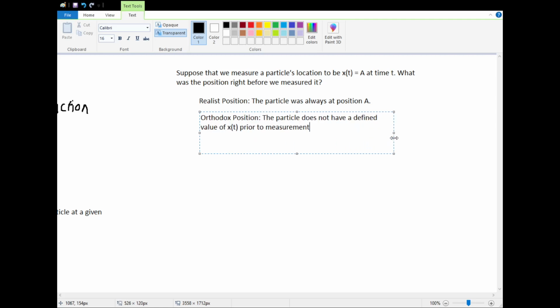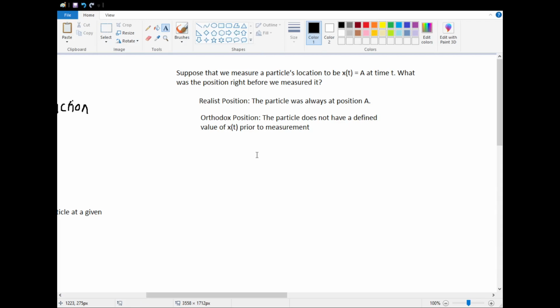And this should automatically make you froth at the mouth if you're not familiar with this concept. Because apparently what this is saying is that before we measured the position of our particle, it actually had no position. It was, in fact, everywhere at once. And that by measuring, the very act of measuring somehow gives the particle a position.